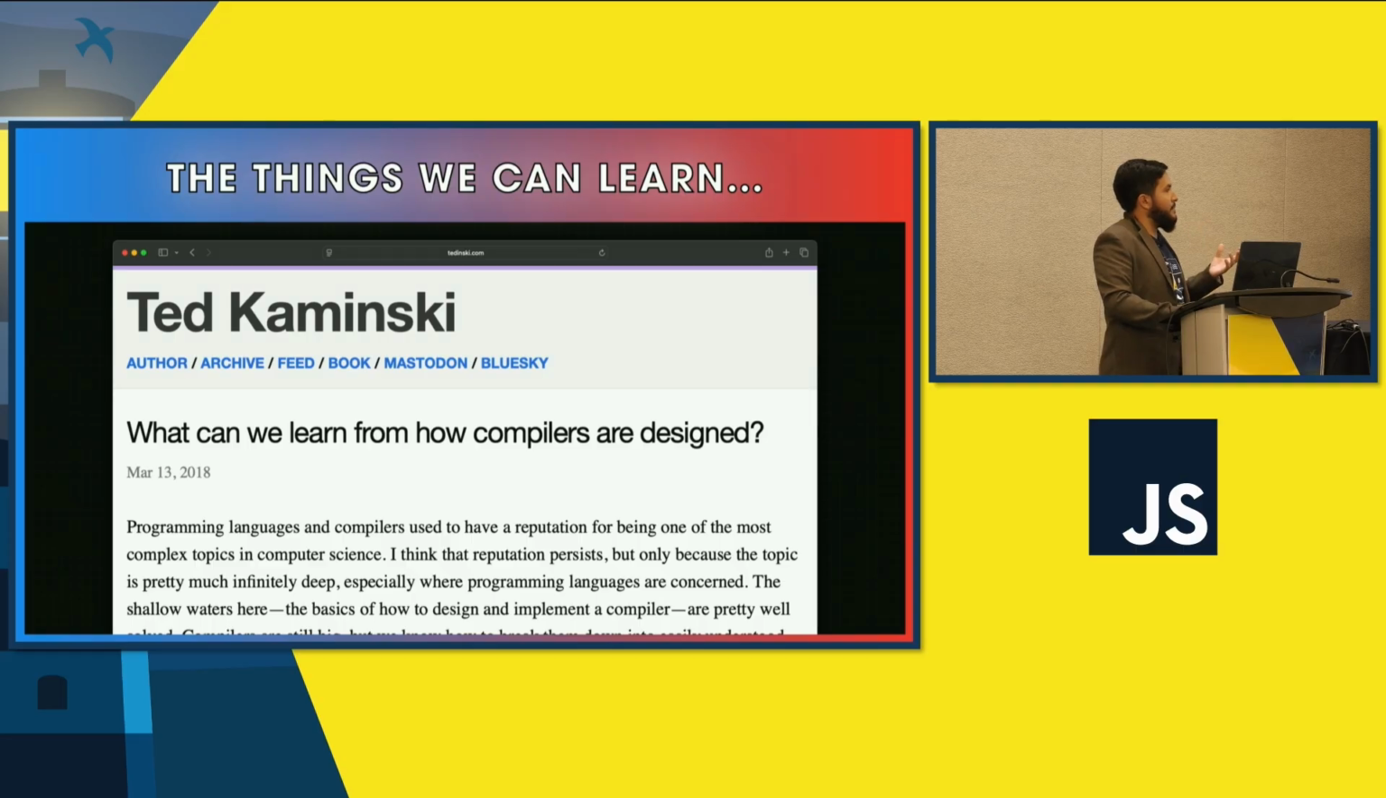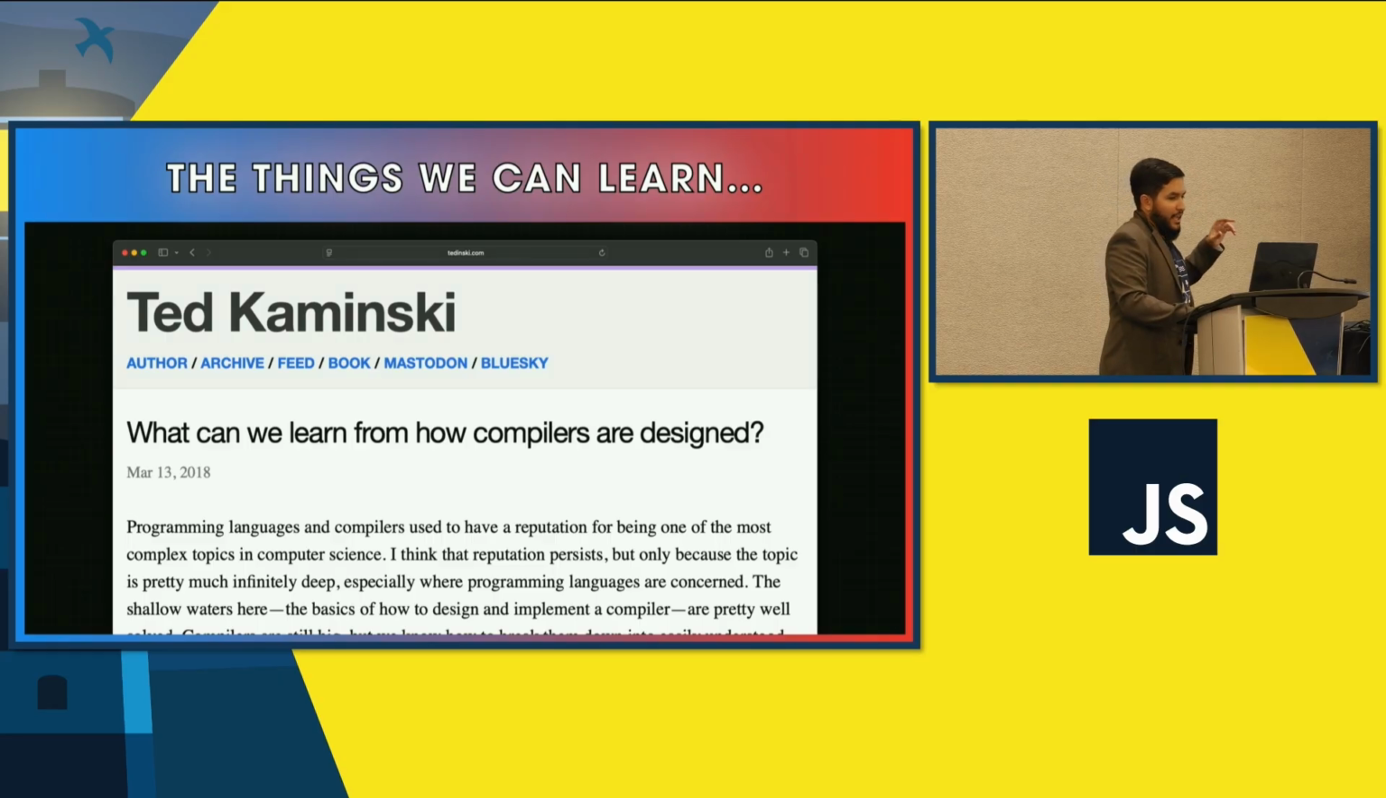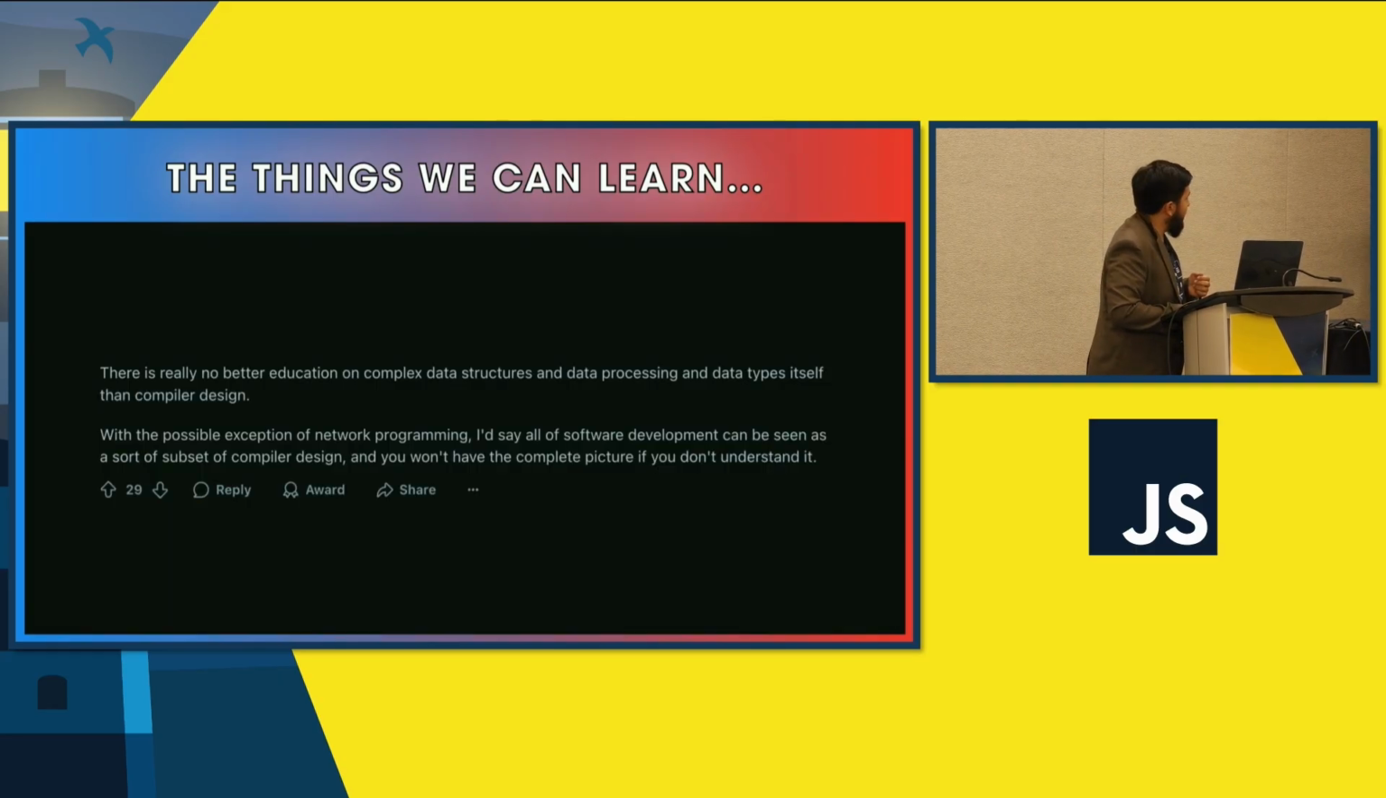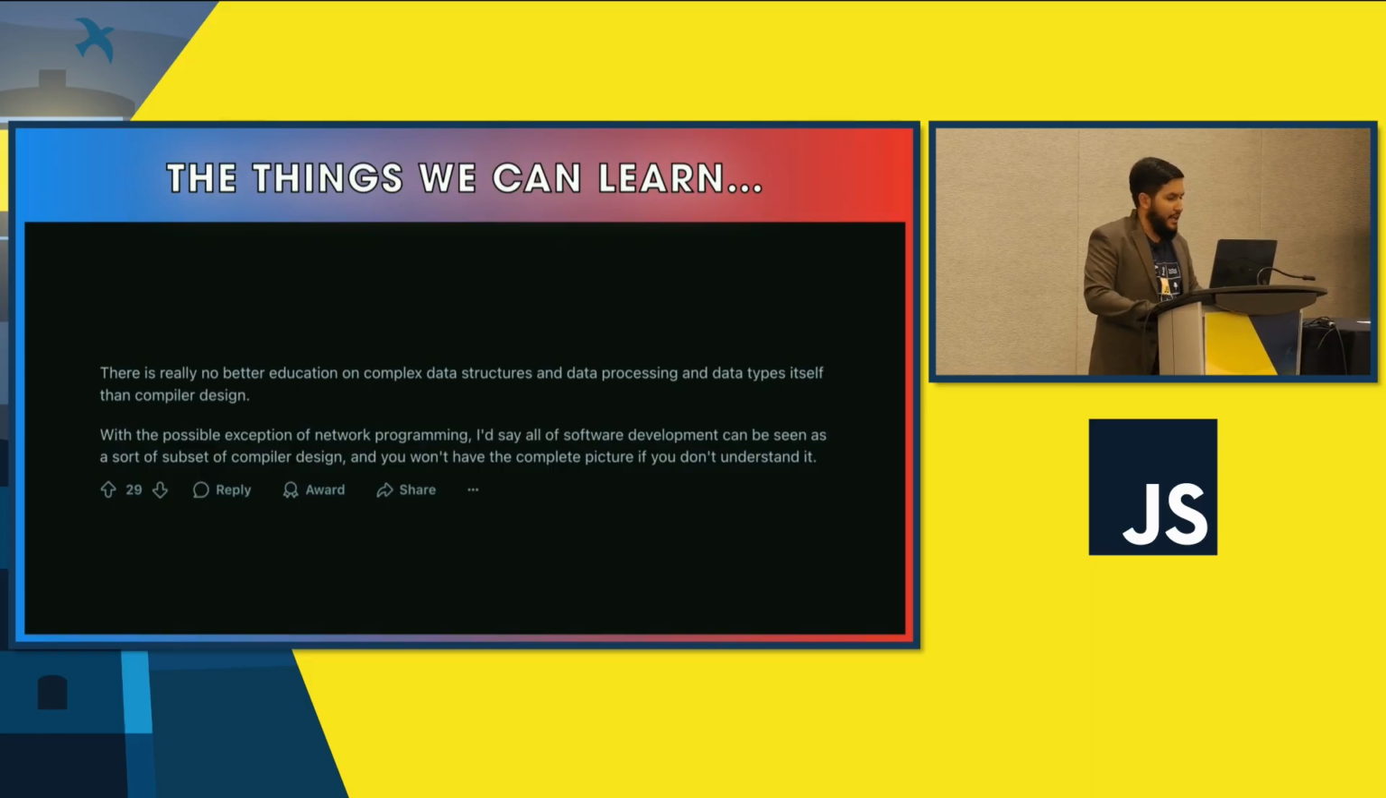Because if we think about it, a compiler is a pipeline of relatively simple transformations of data from one form to another form. And I found this in a forum the other day. It's super interesting. The author says, there's really no better education on complex data structures and data processing and data types itself than compiler design. With the possible exception of network programming, I'd say all software development can be seen as a sort of subset of compiler design. And you won't have the complete picture if you don't understand it.